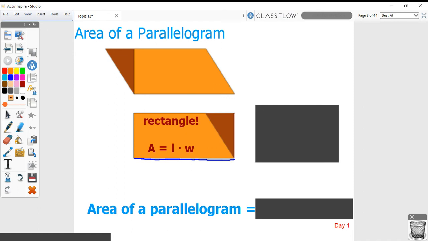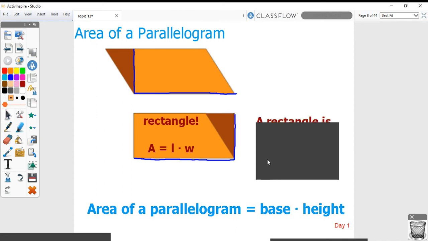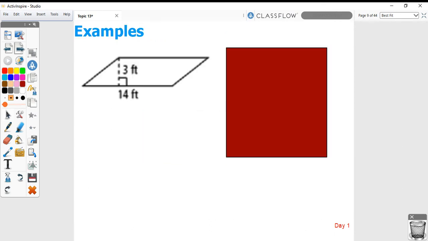The area of this parallelogram would be those same numbers multiplied together, the length times the width. But on a parallelogram, we don't call it length times width. What we call it is base times height. Base times height is what we're dealing with here. So that ends up being our formula. As long as you can figure out what the base is and what the height is, that becomes a very easy formula to solve problems with.